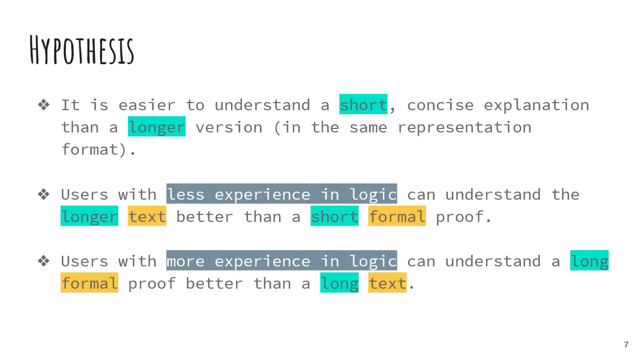Our hypotheses were that it's easier to understand a short, concise explanation than a longer version in the same representation format. Furthermore, users with less experience in logic can understand the longer text better than the short formal proof. And users with more experience in logic can understand a long formal proof better than a long text.